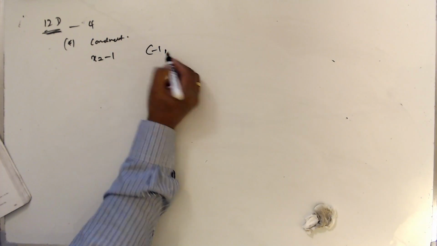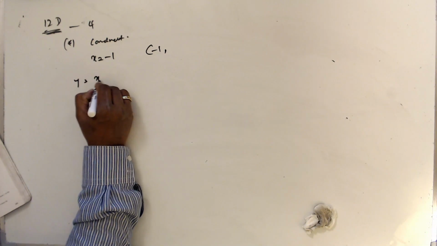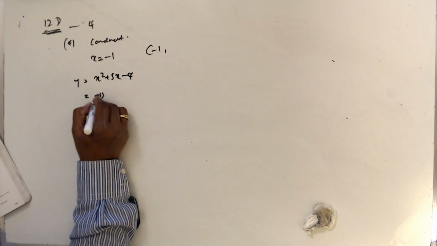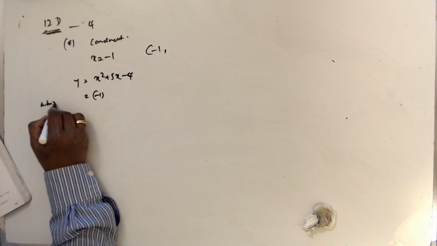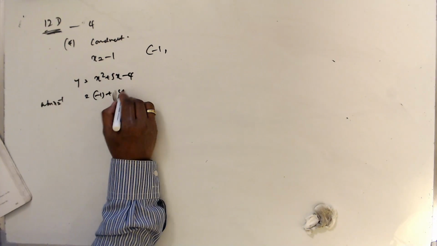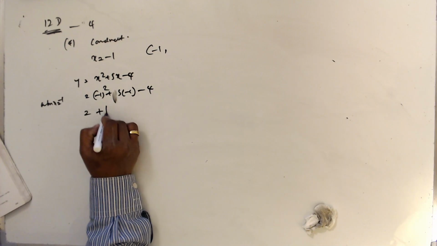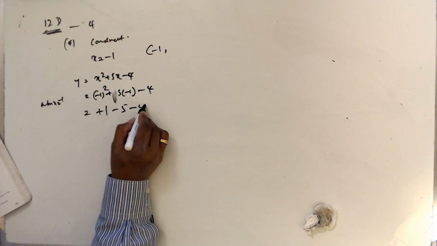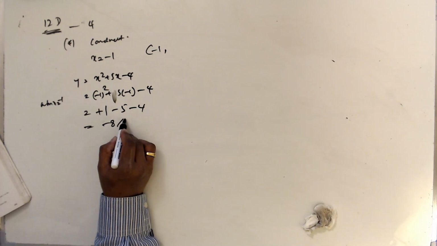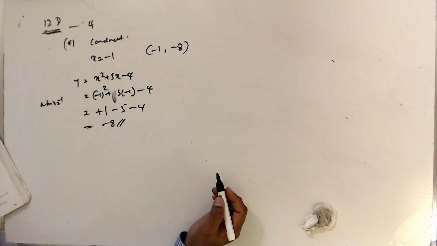So x equals minus 1, y equals x square plus 5x minus 4, then minus 1 squared, when x equals minus 1, plus 5 times minus 1 with brackets. So minus 1 squared becomes plus 1, minus 5, minus 4. This is going to be minus 8. So the coordinate is minus 1, minus 8.